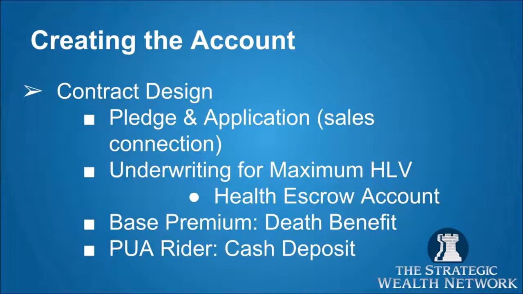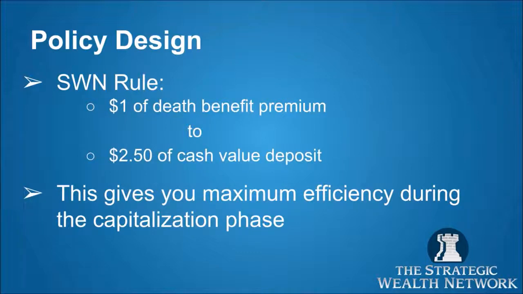Now, there are two things that make up and really accelerate the design of the contract, and that's the base premium and the PUA rider. The base premium is basically what you're paying for in death benefit, and after the first 2 to 3 to 4 to 5 years, and that's a pretty big range, but usually after year 3, the death benefit is guaranteed and paid for. And you'll see the acceleration process with the way that we design these contracts. The other rider is the PUA rider, and that's your cash deposit. So anytime you hear me say PUA or cash value, that's what I'm talking about. They're one and the same.